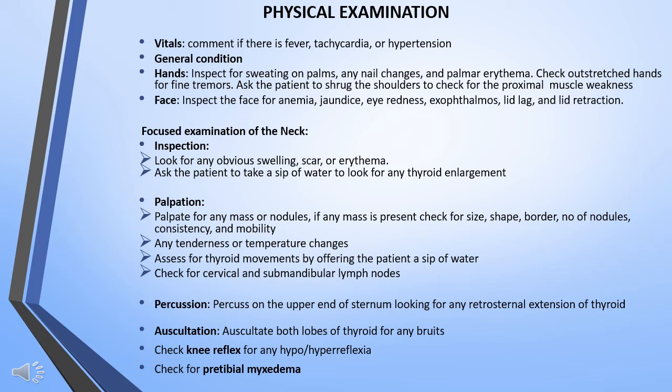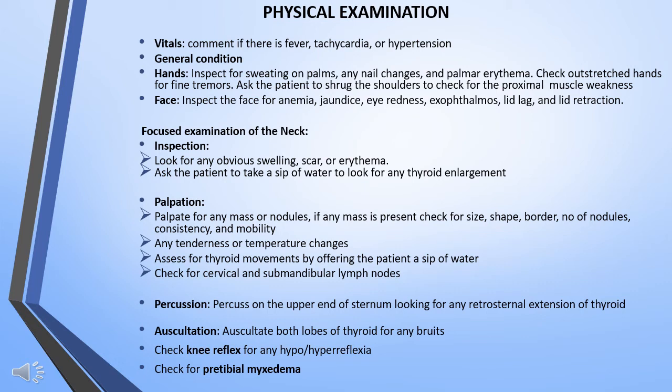In this case, you would start the physical examinations with vitals. Comment if there is any fever, tachycardia, or hypertension. Then comment on the general condition of the patient. Now you can proceed towards the hand inspection, where you will be inspecting for any sweating on the palms, any nail changes, and palmar erythema. You can check the outstretched hands for any fine tremors. You can ask the patient to shrug the shoulders to check for the proximal muscle weakness.